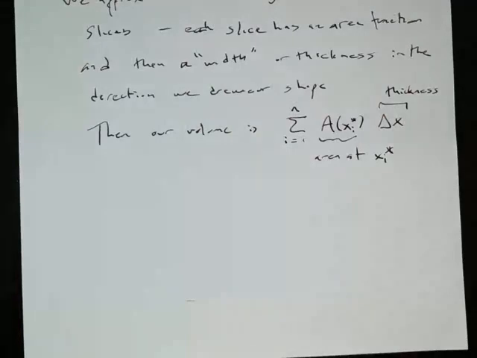And then our volume becomes a sum. Now notice I wrote A of x_i star. Well, that's because I don't know what x value I'm going to use in each little slice to decide on the slice's area. I could use the left slice. I could use the right slice. I could use an x value in the middle. But that's an approximation. Let's take the limit. As our slices get smaller and the number of them goes to infinity, what happens to this sum?